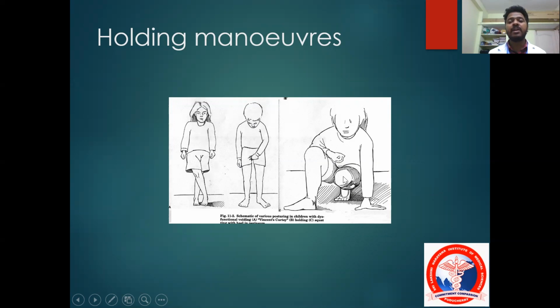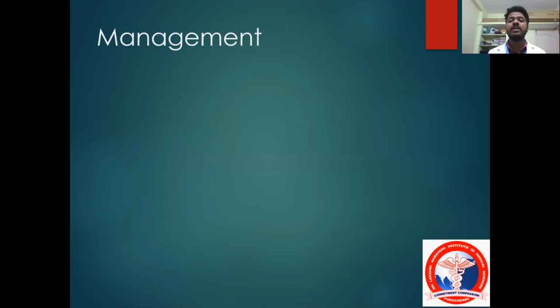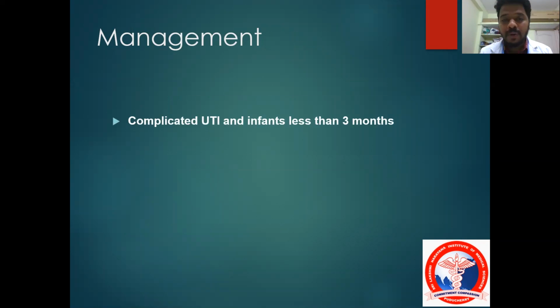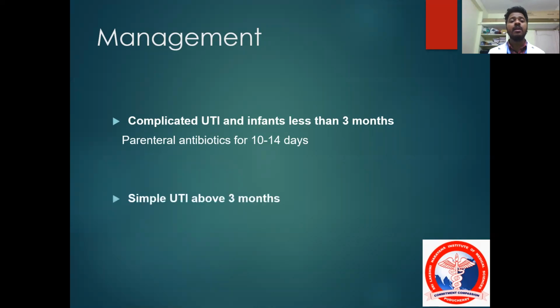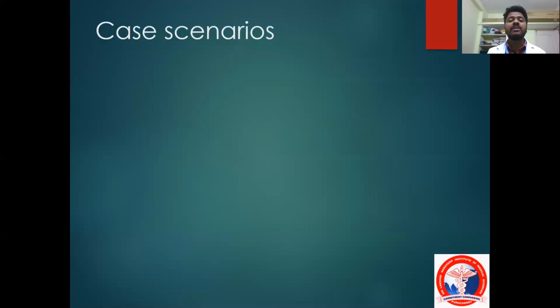These are some of the holding maneuvers which are suggestive of bowel bladder dysfunction leading to recurrent urinary tract infection. And management. So management part, complicated UTI and infants less than 3 months, we have to give parenteral antibiotics. The duration is 10 to 14 days. In simple UTI and kids above 3 months, oral antibiotics is enough for 7 to 10 days.